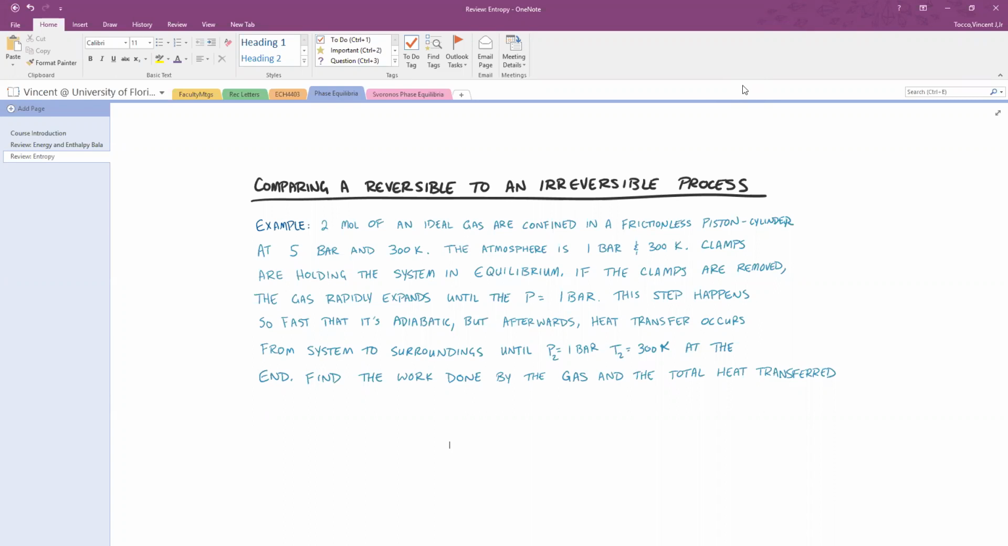This step happens so fast that it's adiabatic, but afterwards heat transfer occurs from system to surroundings. And that is a typo. It should say from surroundings to system. Sorry about that, I fixed it. From surroundings to system until P2 is equal to 1 bar, T2 is equal to 300 K at the end. Find the work done by the gas and the total amount of heat transferred from the surroundings to the system.